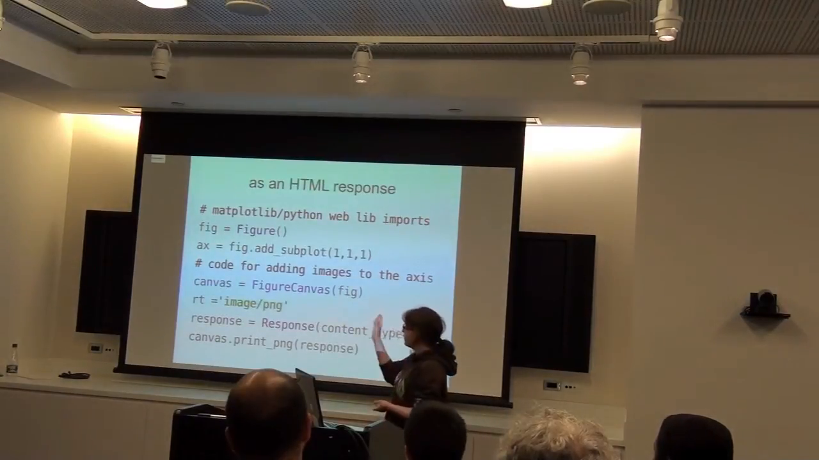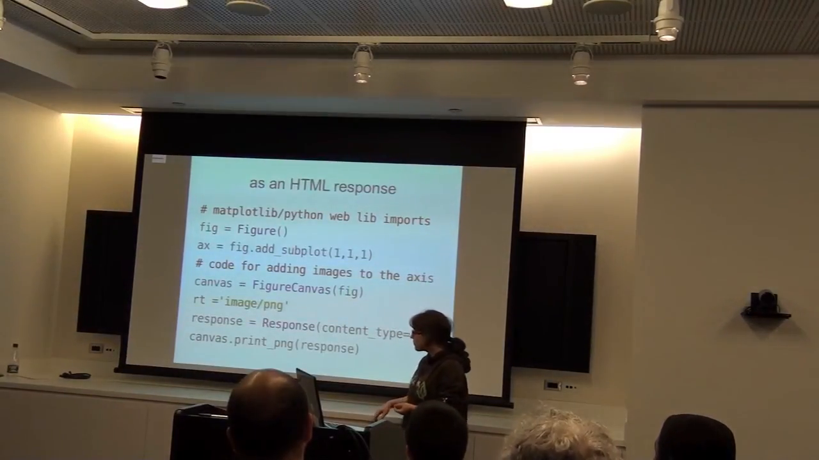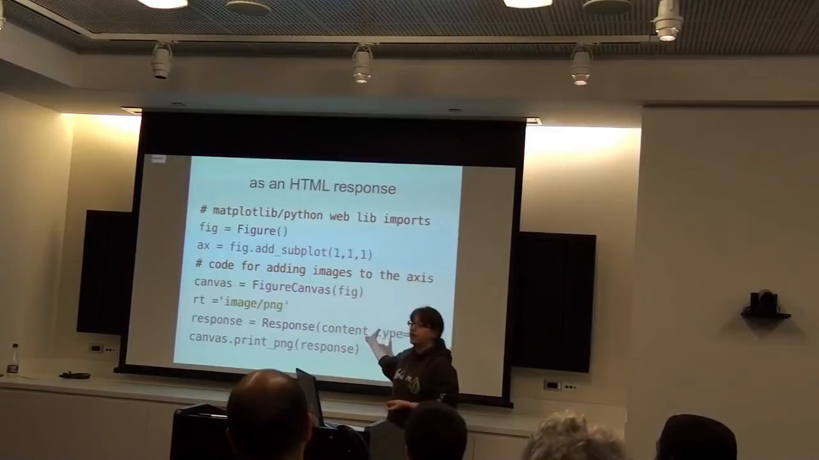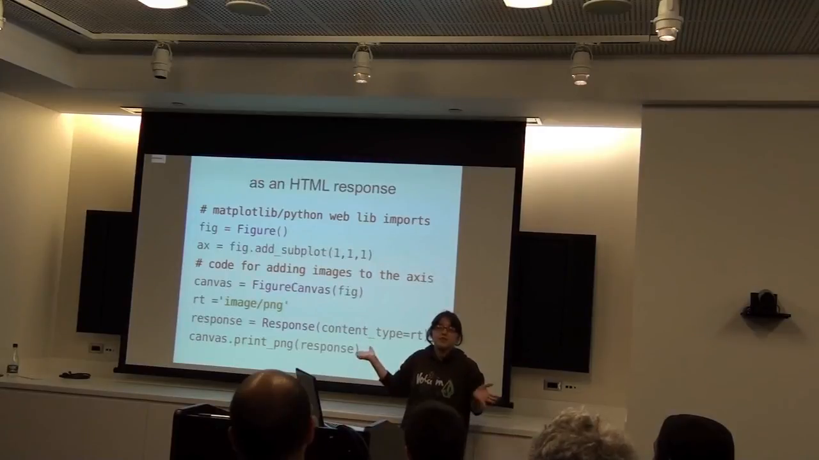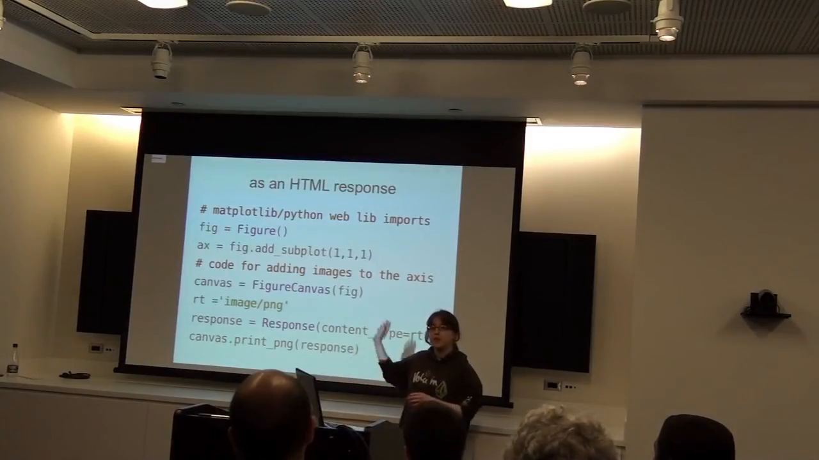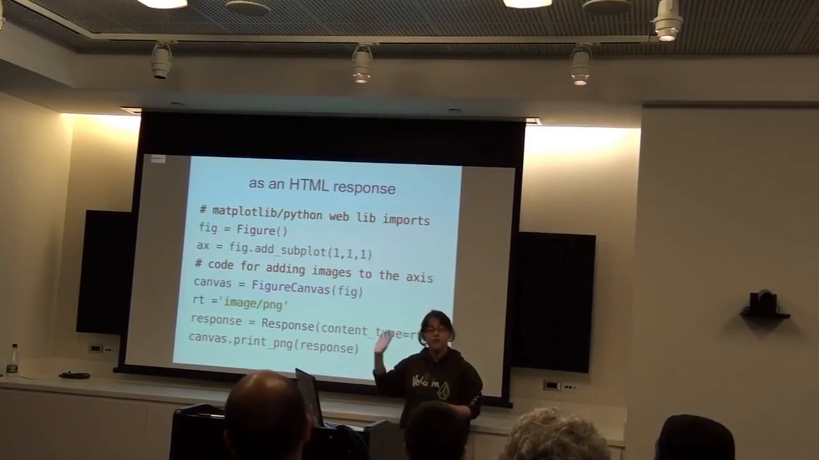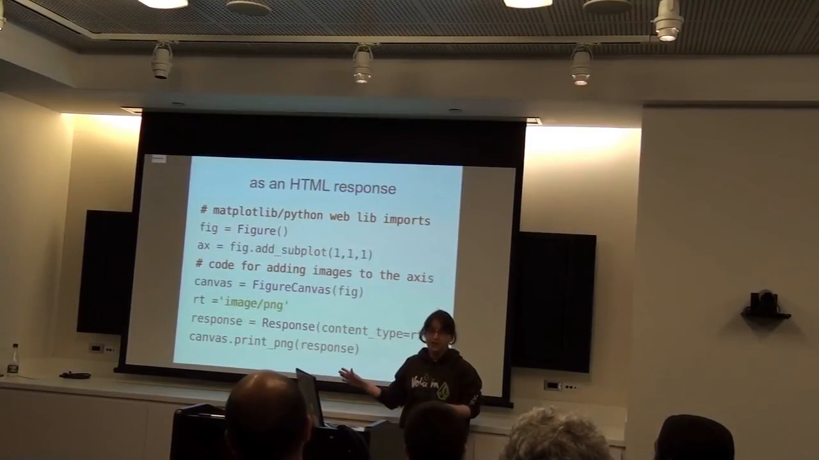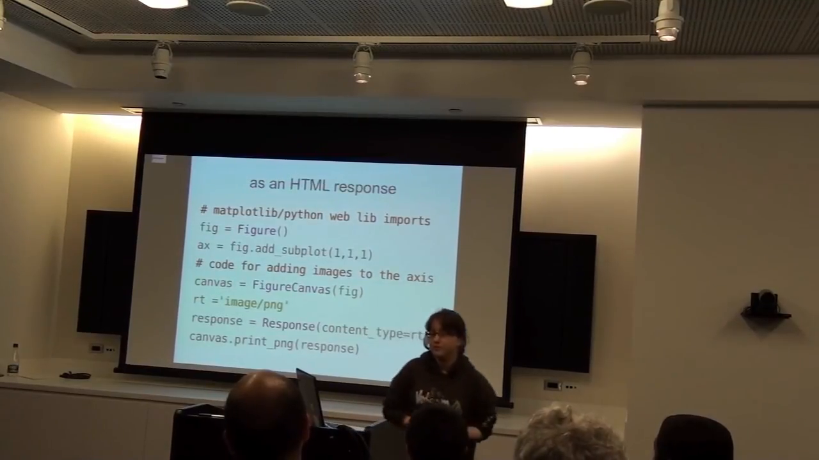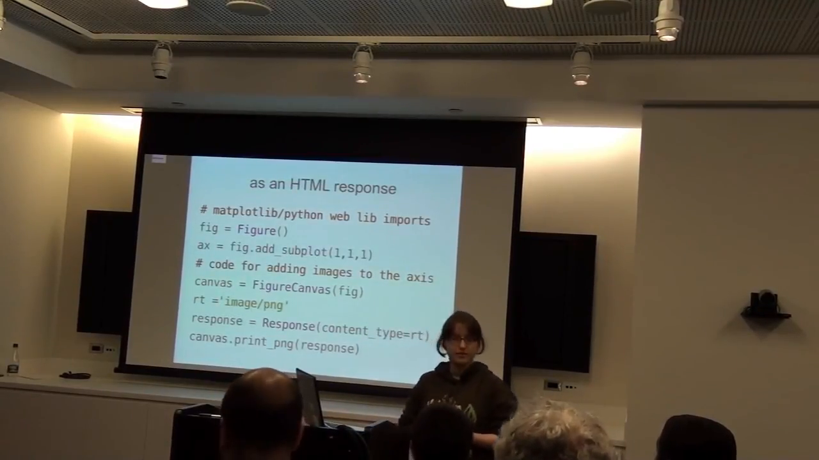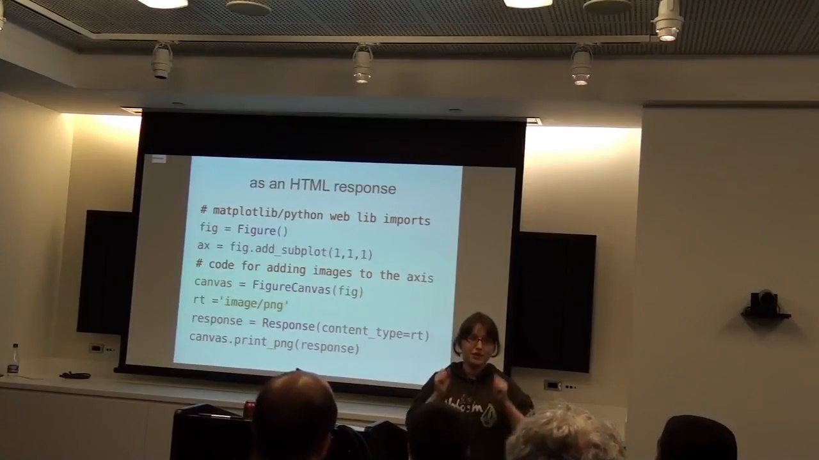You create your figure, you create a response using the Python web library of choice, and you just print your image to the response, like you would to a file. And that's it. And this works in Django and Pyramid and Bottle and Flask, and I think if you really wanted to, you could do it in like WebCGI. So it's kind of straightforward there. WebCGI is the super low level method.